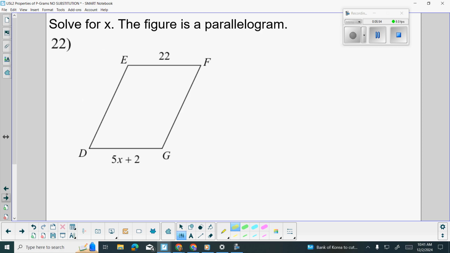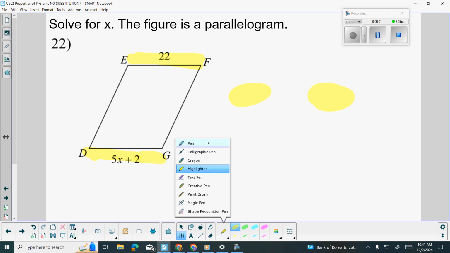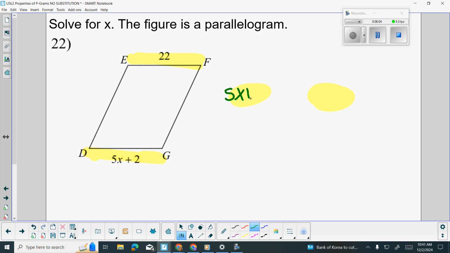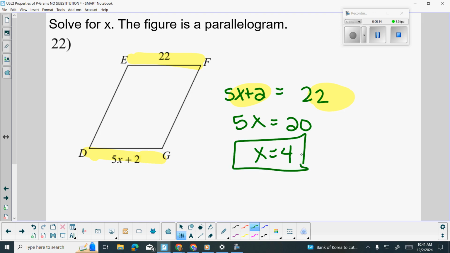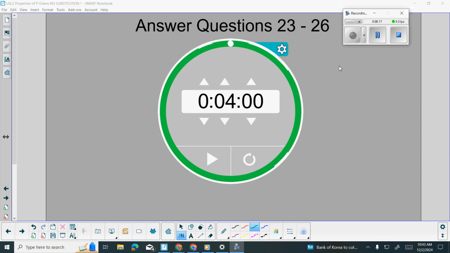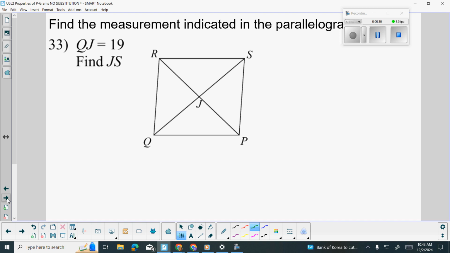I have one more to show you, 22, which also has opposite sides, and as I said, opposite sides are congruent. Opposite angles are congruent, opposite sides are congruent. 5x is equal to 20, and x equals 4. Right, you'll do questions 23, 24, 25, and 26. We're going to skip the section 27 through 32, and then we're going to start from 33.